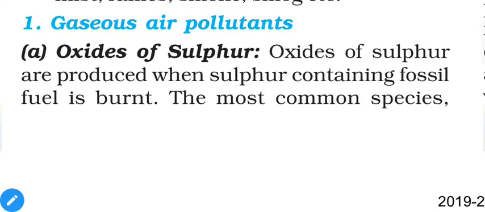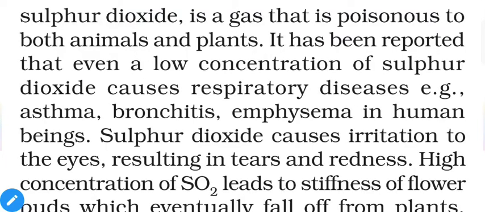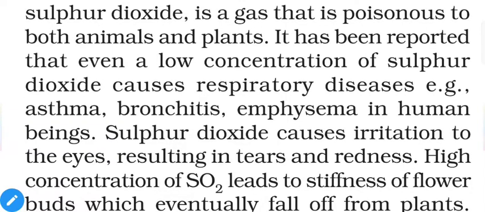So first, gaseous air pollutant, and in this topic we have oxides of sulfur. Sulfur oxides are produced when sulfur containing fossil fuels are burned, and we have other industrial activities which also produce sulfur oxide gases. In all the oxides of sulfur we have sulfur dioxide, which is more common. It is a very poisonous gas and it can damage the tissues, and even low concentration of sulfur dioxide causes respiratory diseases, for example asthma, bronchitis, emphysema in human beings.